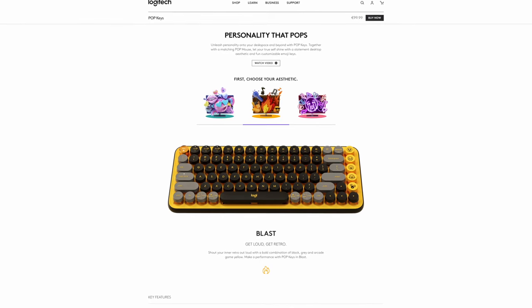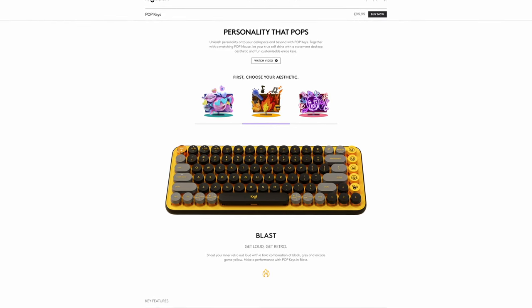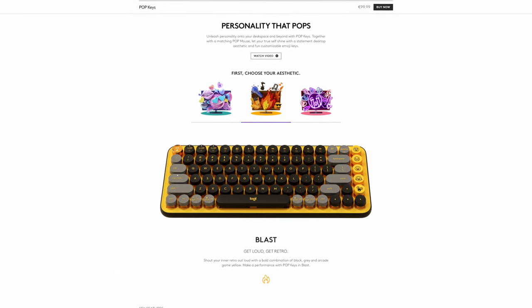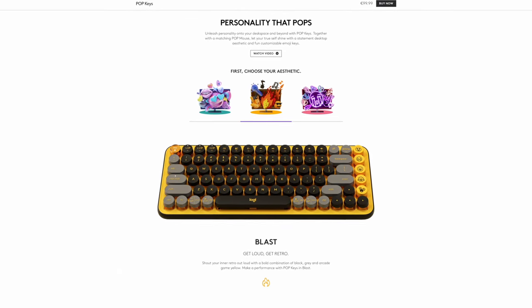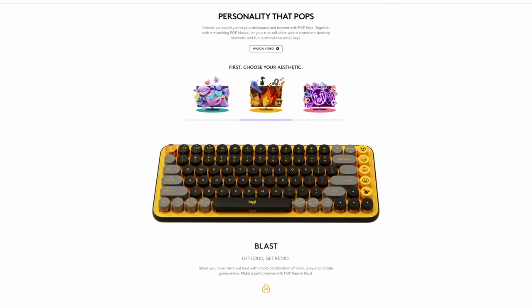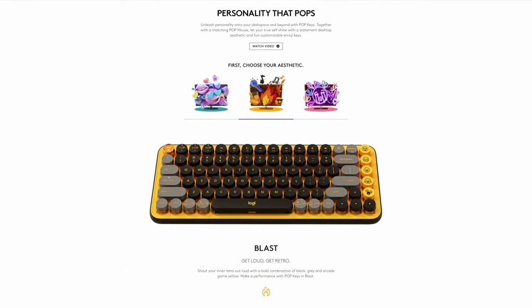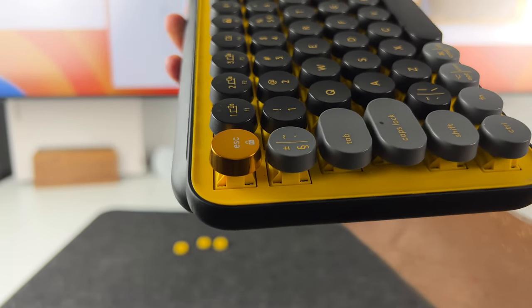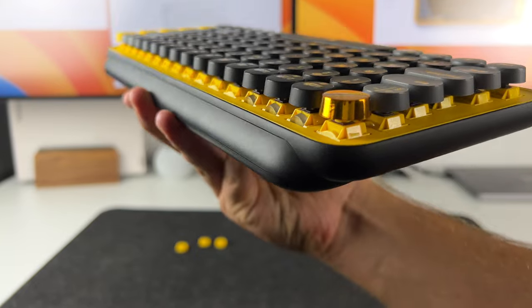Blast is the one I went for. This color finish feels the most retro of the bunch and combines black, gray and this arcade-like yellow. In my view, this could be the only one I would not look weird using in the office, for example, but that's just my opinion. Definitely a blast from the past. And of course, it has this cool-looking gold escape key. I mean, can it get any better than this?